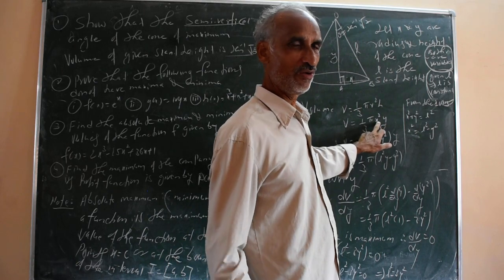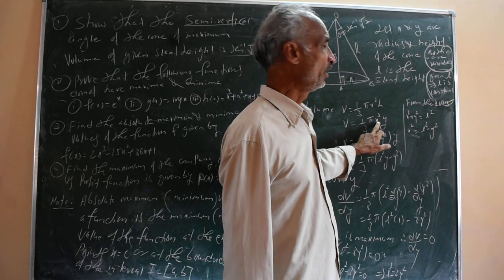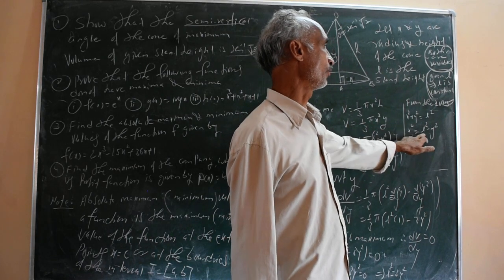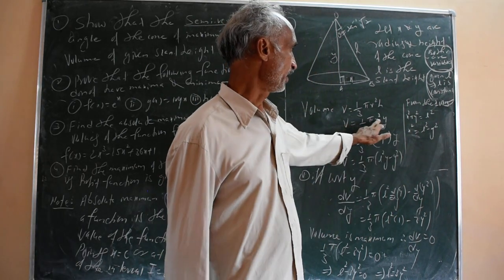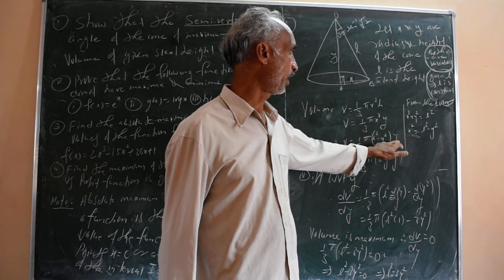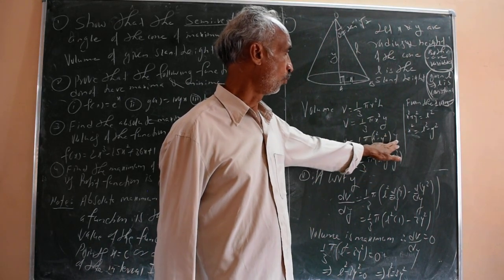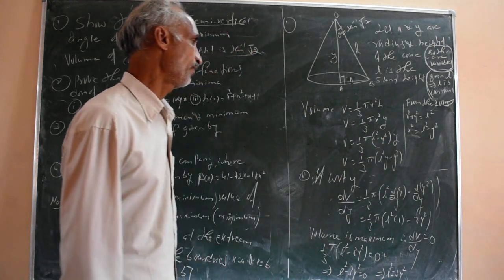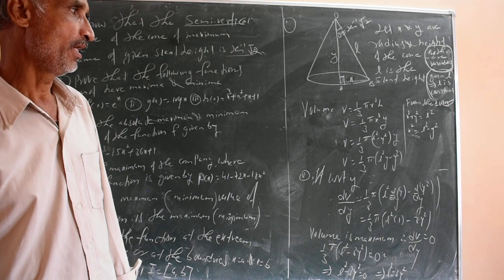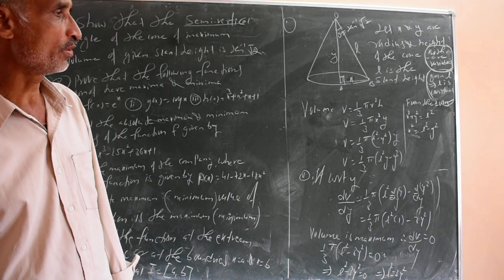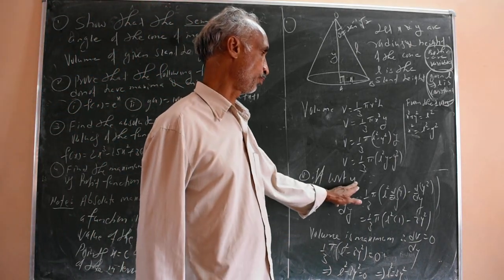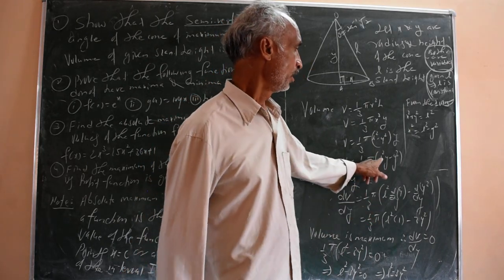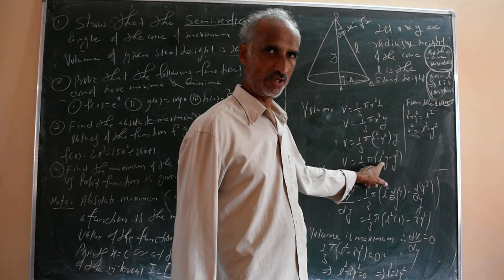Therefore, x square can be replaced as a whole: x square is equal to L square minus y square. Volume is 1 by 3 pi times L square minus y square, into y as it is. Y is multiplied, giving L square y minus y cube. Now differentiating with respect to the single variable left in the RHS, what variable is left? Y. Therefore differentiating with respect to y, dV by dy, 1 by 3 pi constant outside. Plus or minus is there, so you have to differentiate each and every term.